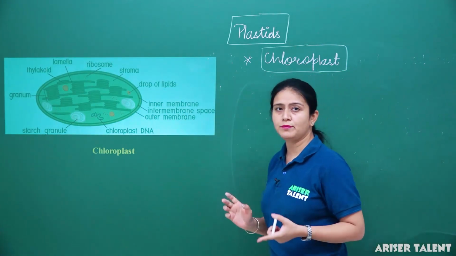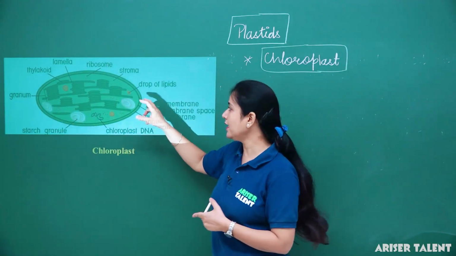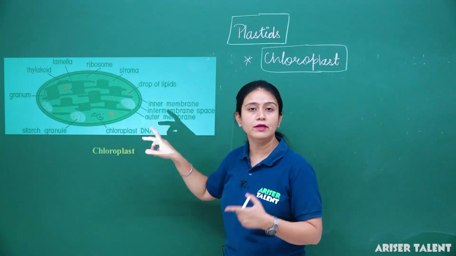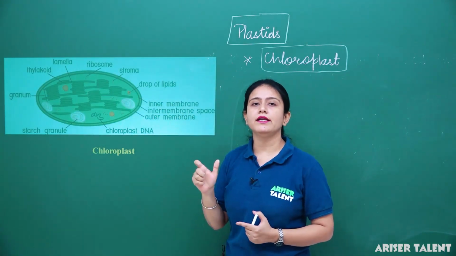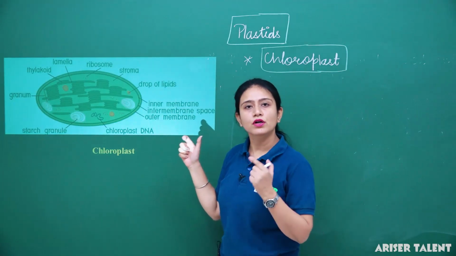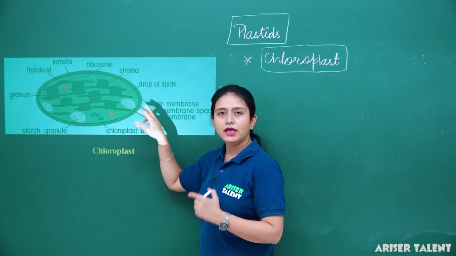Generally, it has three parts. What are they? The outer covering is known as the envelope. The envelope has two membranes, the outer membrane and the inner membrane. Thus we can say the envelope is made up of two membranes.